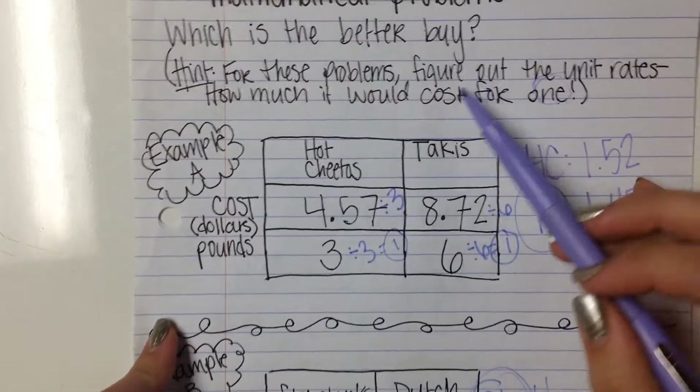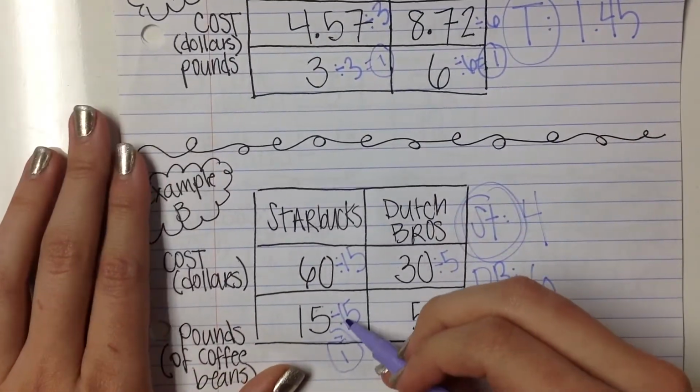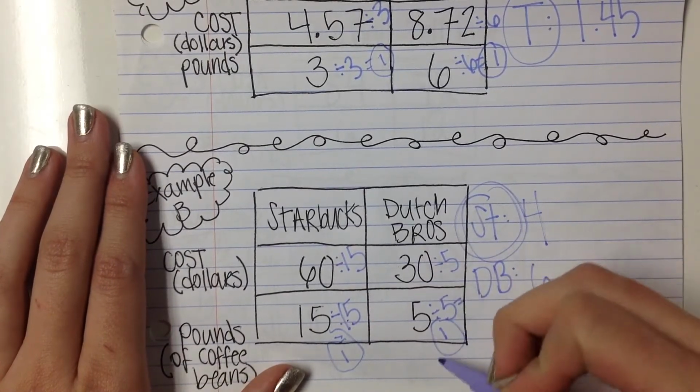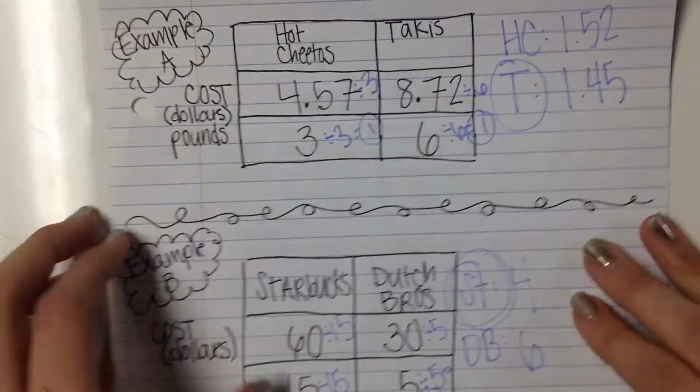The main trick here, besides finding out the cost for one, is to make sure that you're dividing by the same number, and sometimes you'll be multiplying by the same number, in the top and the bottom.